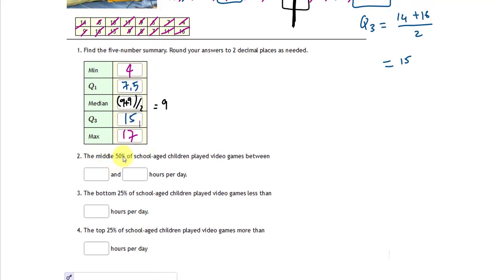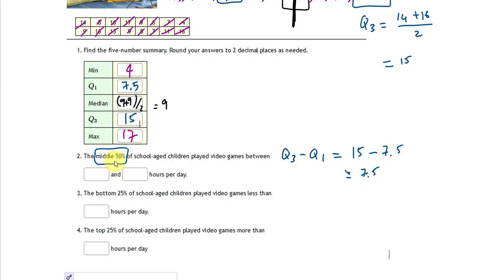The middle 50% of school-age children play video games between what? Anytime we are asking for the middle 50%, how do I find it? The formula we use is the same thing as the interquartile range, or the middle 50%, which is Q3 minus Q1. Q3 is 15 and Q1 is 7.5, so 15 minus 7.5 is going to be 7.5, right?